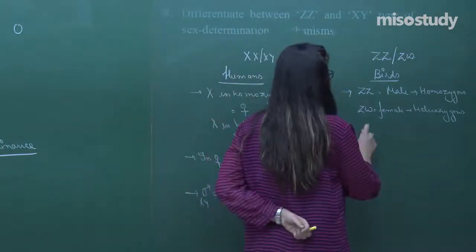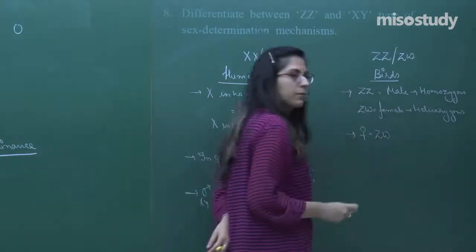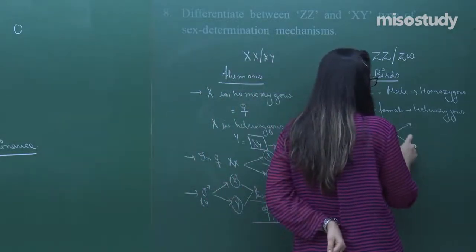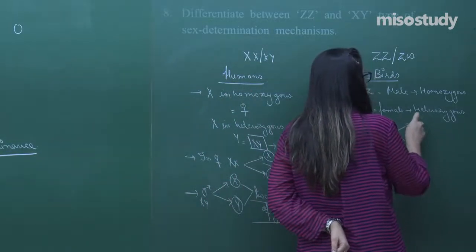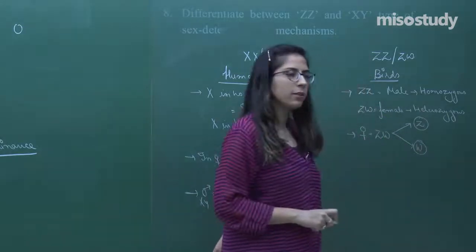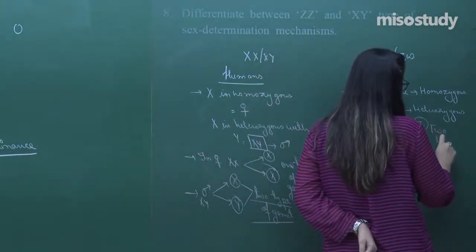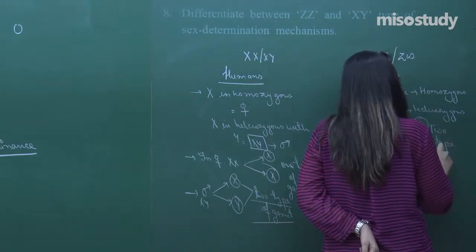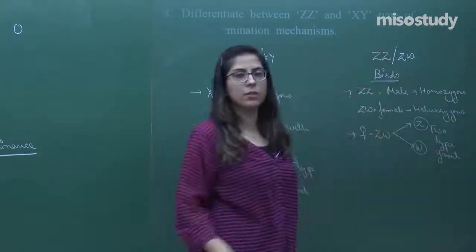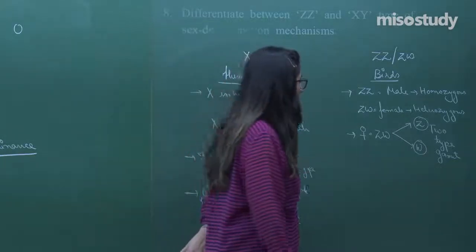Come to this side. Let's discuss a female that is of ZW type. Female which is ZW produces two types of gametes. It can be either Z or W. So in this case, the female produces two types of gametes, whereas in case of human beings, the female produces only one type of gamete.